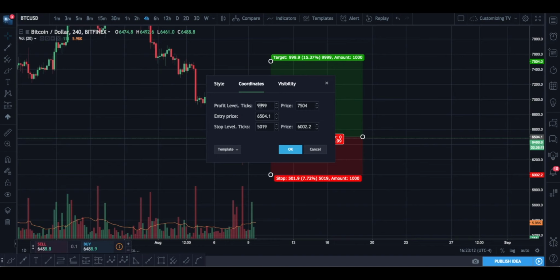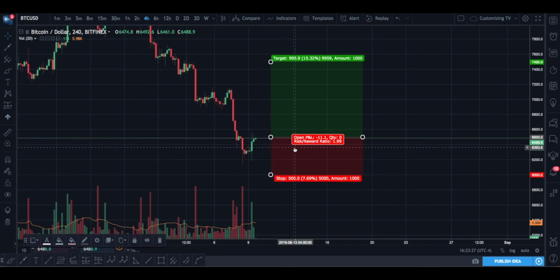These numbers here, that's not what you want. Where you input numbers is here. So 7,500 to be exact. And then here, 6,500. And my stop loss, 6,000. So then you have it, a 2-to-1 risk reward ratio.